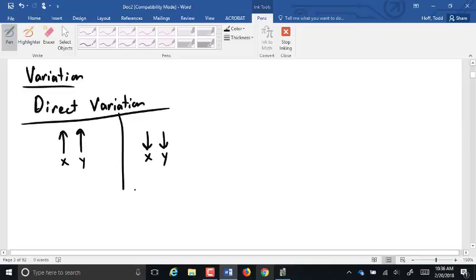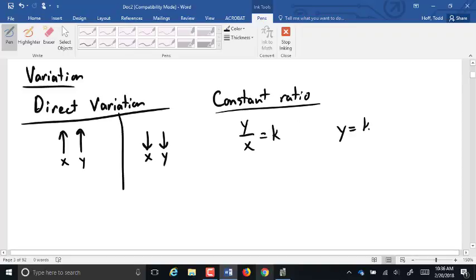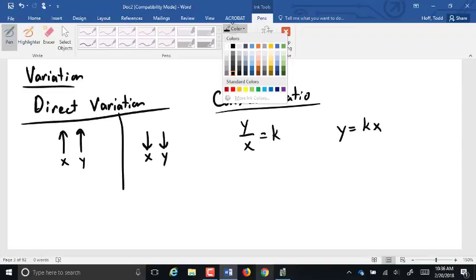There's a couple of different relationships for direct variation. Direct variation is a constant ratio. So x over y or y over x equals a constant. Usually we do express it as y over x equals a constant. Another way of expressing it, though, is that y is equal to a constant times x.